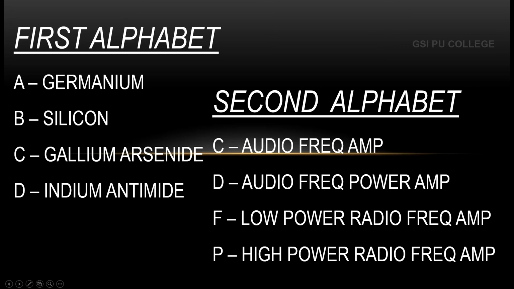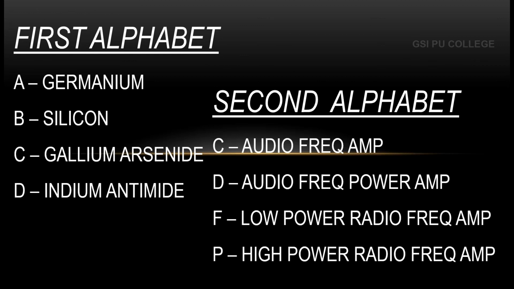In the second alphabet, if it is C, it is an audio frequency amplifier, D audio frequency power amplifier, F low power radio frequency amplifier, P high power radio frequency amplifier. Like this, a series of alphabets and numbers will be printed on the SMD to identify which type of transistor this is and for which applications we are using this transistor.